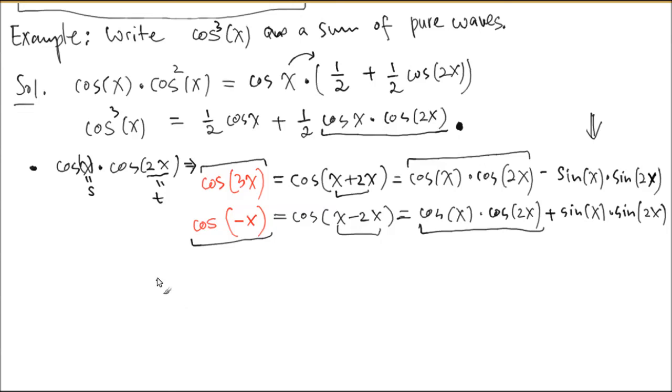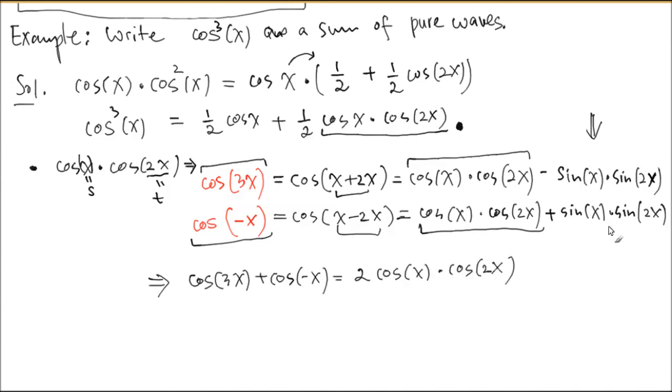You can add these two equations side by side. This is a technique. So what happened to this side if you add them? Cosine 3x, right? Plus cosine of negative x. What happened to the right hand side? If you add these two, it's 2 times cosine x times cosine 2x. And how about these two terms? They cancel and become 0. Then I accomplish that. This one, as you isolate, is going to be a sum of two pure waves.